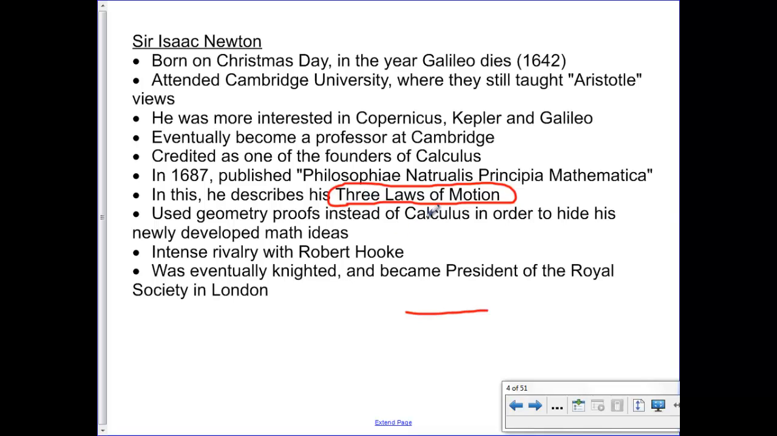I thought this was interesting. When he did his book, his most famous book, Principia Mathematica. Yeah, there it is. He didn't put calculus in it. Even though he had invented calculus, he chose not to put calculus in it because he was afraid his rivals would steal his ideas. Sounds crazy to me, but he didn't want to publish his famous calculus ideas. Anyways, and then last thing, he was eventually knighted for his work and stuff like that.